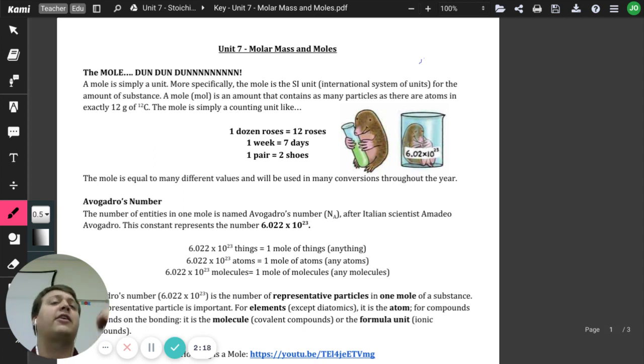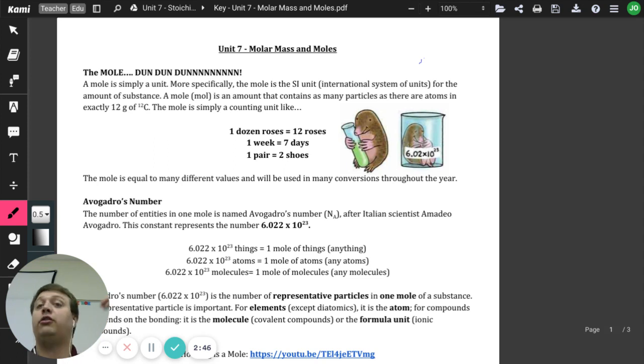I could also say I've got 1 week. That's going to be 7 days. Or I could say a pair is 2 of something. Or I could say a baker's dozen is 13 of something, right? And so when I'm looking at these conversions, they're just common numbers that we use. They represent an amount. So why do we use something like 1 dozen? Well, we use that 1 dozen because it's simpler than saying 12.